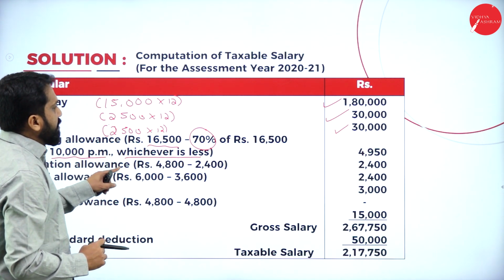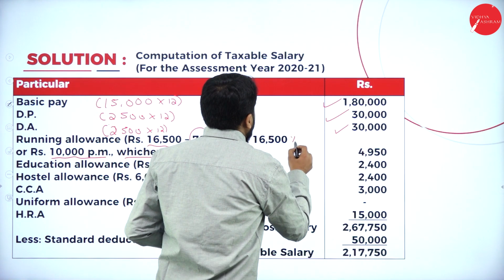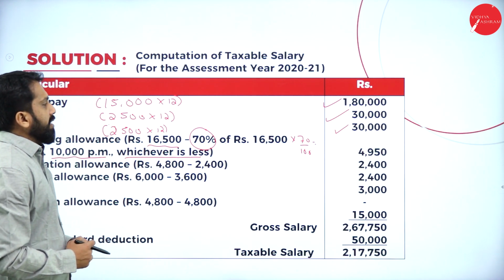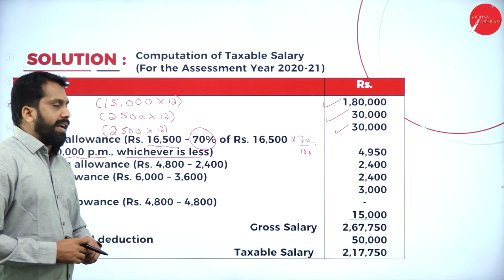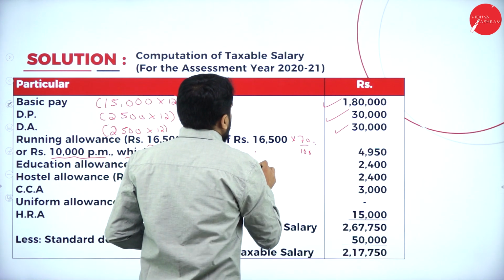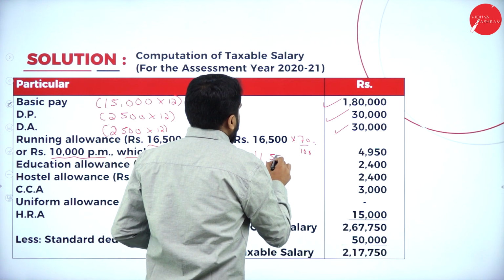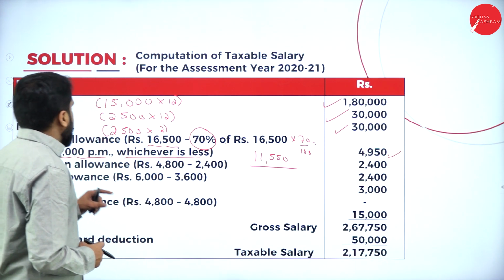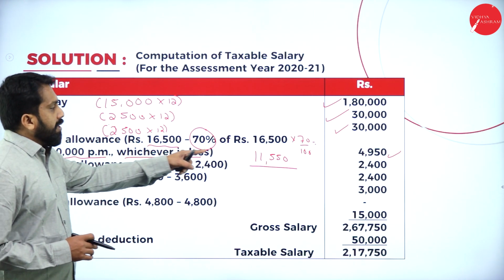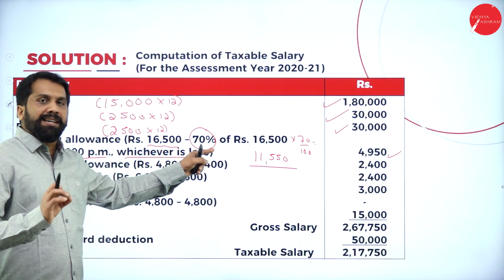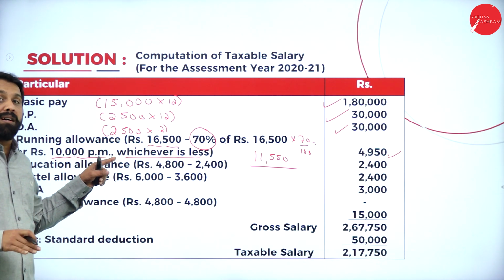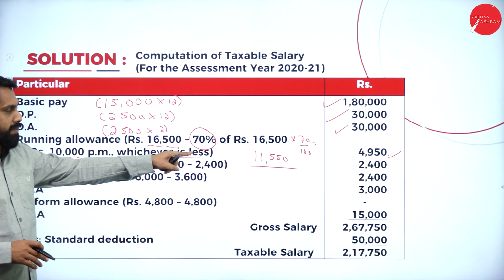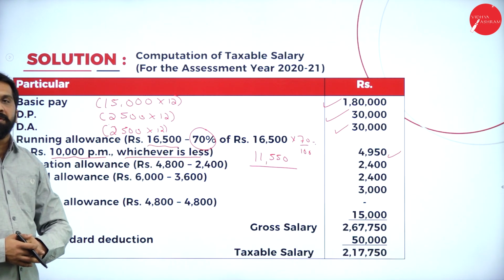Now, as per this, 16,500 into 70%. How much will you get? 11,550. So, 11,550. Now, you may think that 10,000 is less, so why have you taken 11,550 as 70%? The answer is 10,000 per month. If you go per annum, how much is it? 1,20,000. 1,20,000 or 11,550, whichever is less, 11,550.